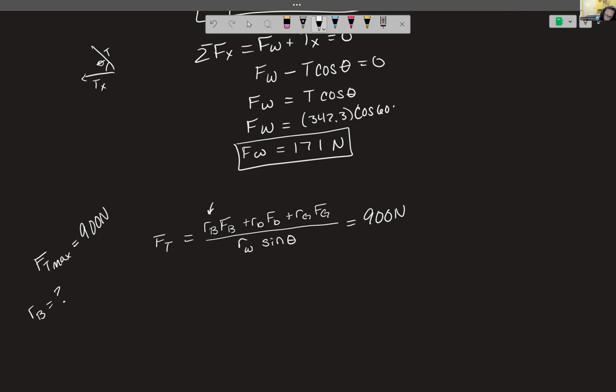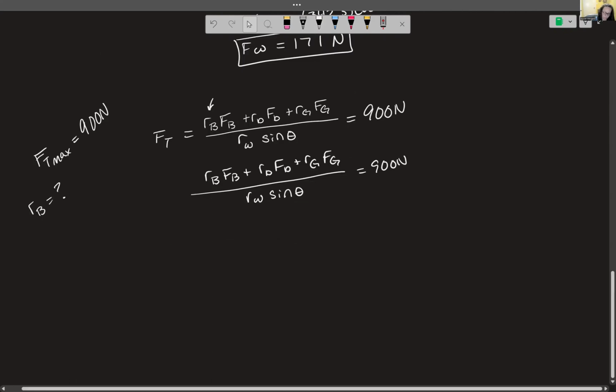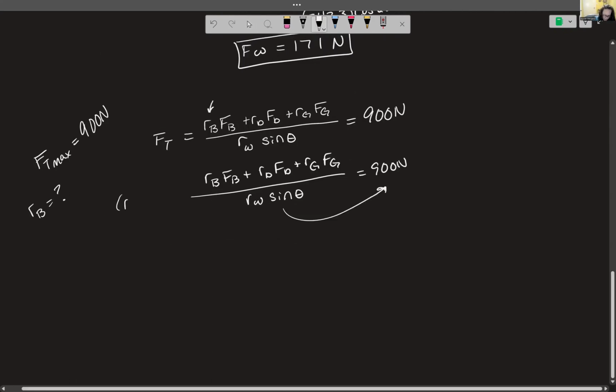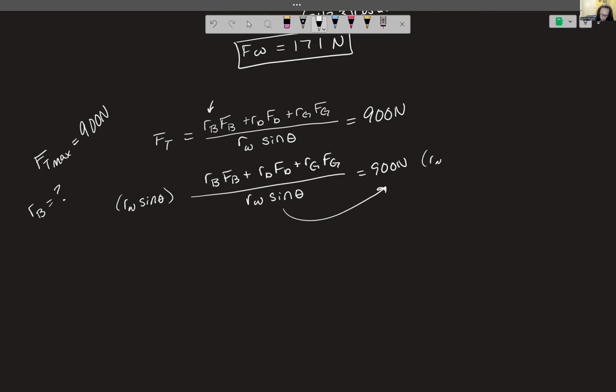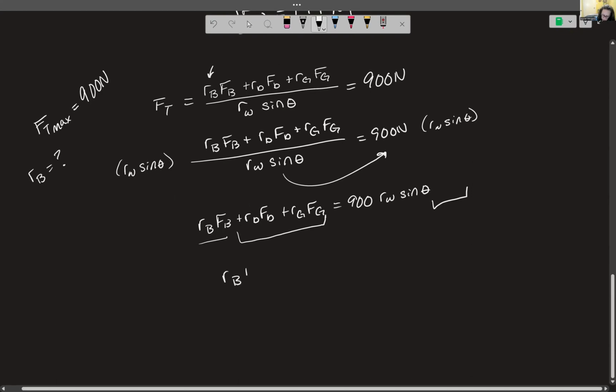So I'm going to rewrite this: RB FB plus RG FG divided by RW sine theta is equal to 900 newtons. I need to move this to the other side, so I'm going to multiply by RW sine theta. So that gives me RB FB plus RG FG is equal to 900 RW sine theta. I am going to try to get this by itself, so that means I have to subtract those terms from both sides. I'm going to skip that step because I already demonstrated that above.